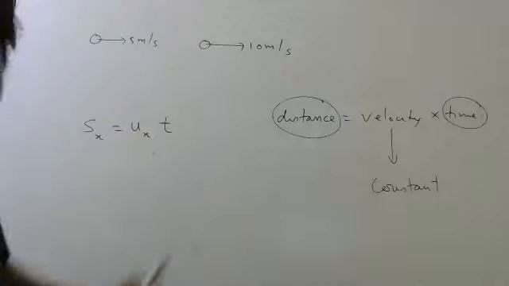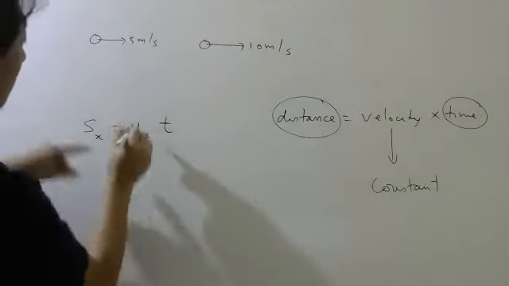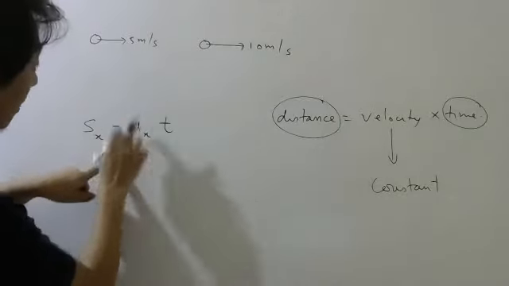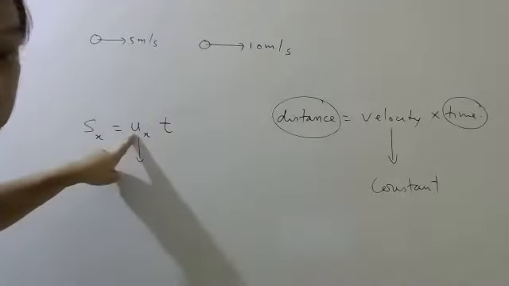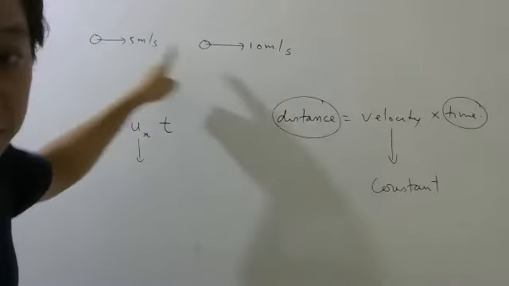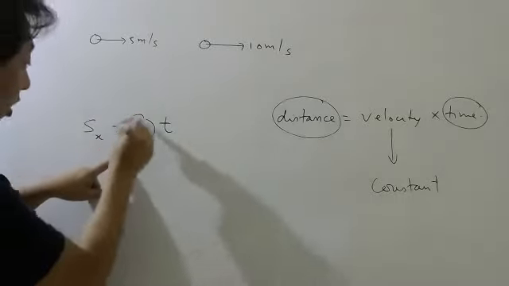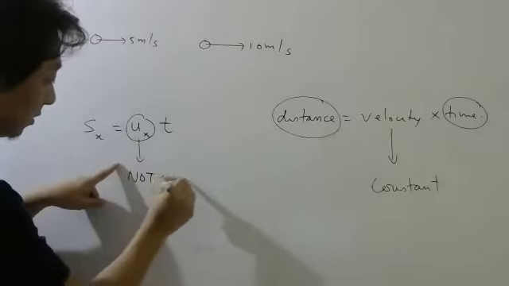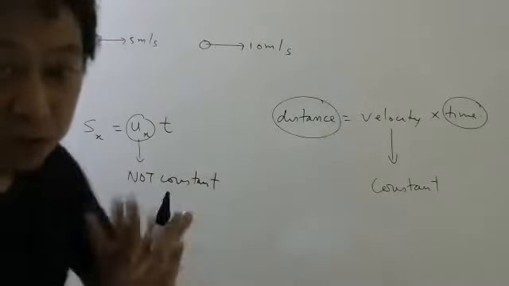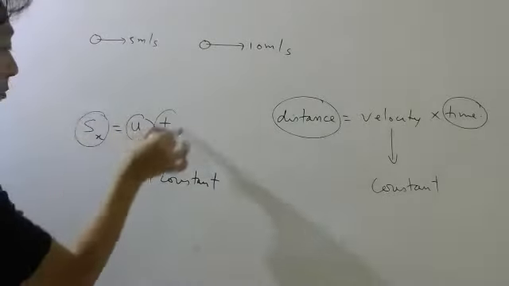Now look at the formula. Look at the velocities. Is this constant for both of them? Is this the same for both of them? Yes or no? No, sir, it is not the same. Right? So since this is not constant, you cannot say if this is more, this should be more.